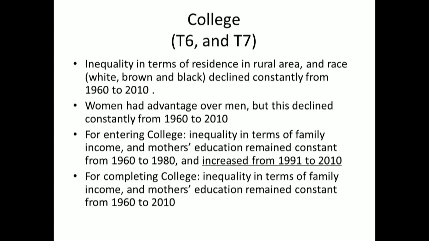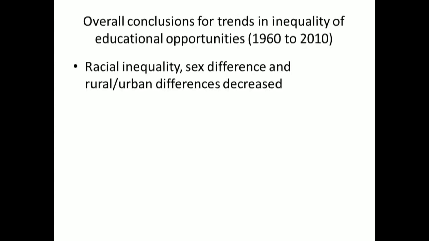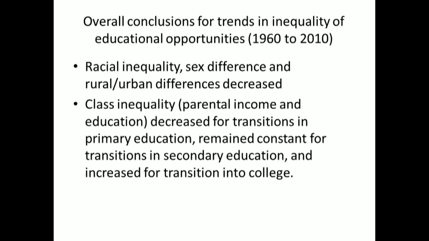So it's very interesting. The conclusion is that there is a reduction of inequality in primary education, constant inequality in secondary education, and a little increase of inequality to enter college since 1991. So this is the first paper. These are overall conclusions, I'm just repeating here, on racial inequality and sex. It's just what I said before.